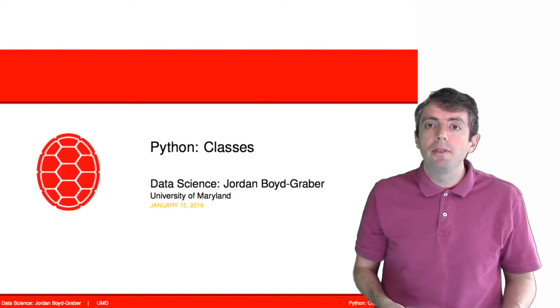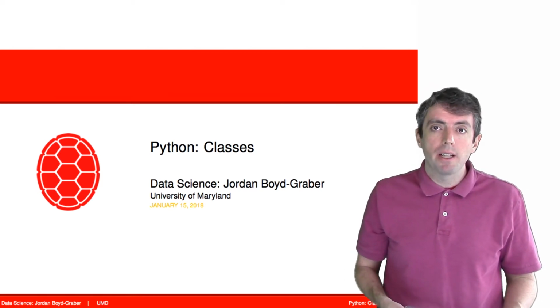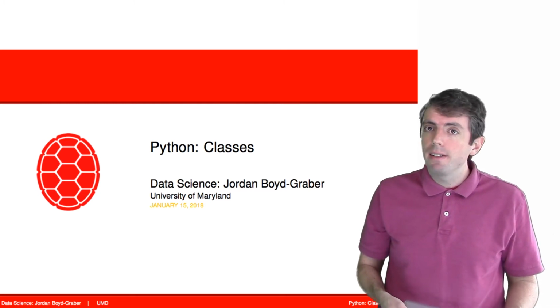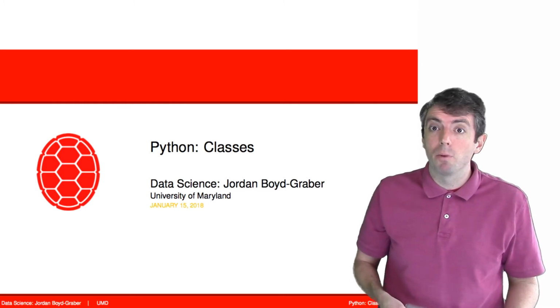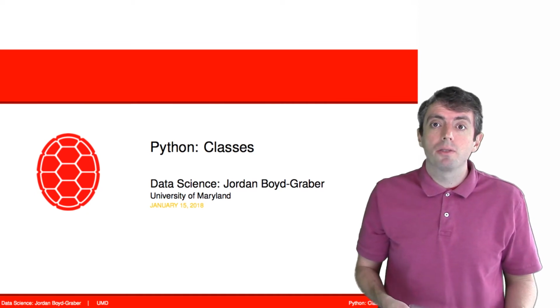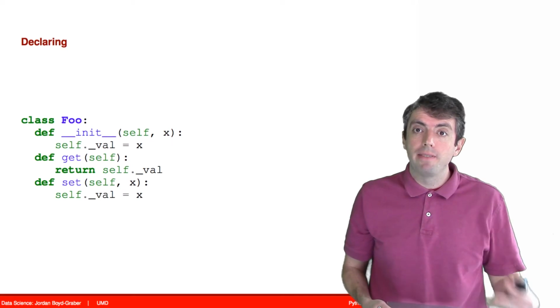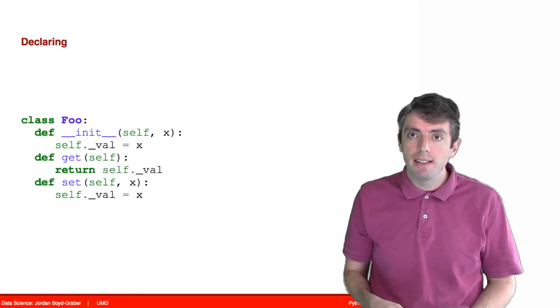In this class, we'll be using a very limited subset of the object-oriented capabilities of Python. We'll mostly be creating very simple classes that resemble more C-style structures rather than a full-fledged class. So let's take a look at a very simple class that I've defined here.